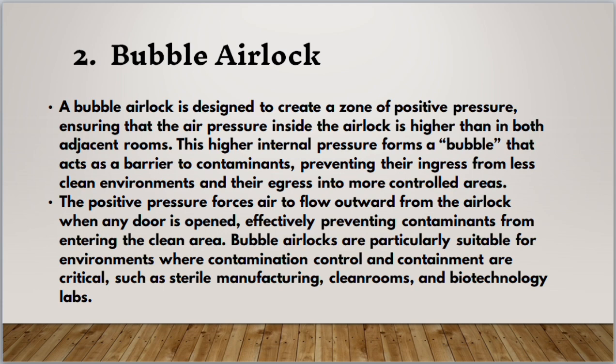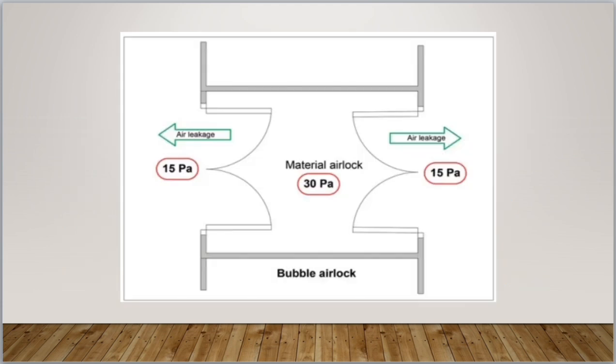Bubble airlocks are particularly suitable for environments where contamination control and containment are critical, such as sterile manufacturing, clean rooms, and biotechnology labs. Here is again the map of the bubble airlock that gives the direction of airflow and the room space. Let's see how it works.